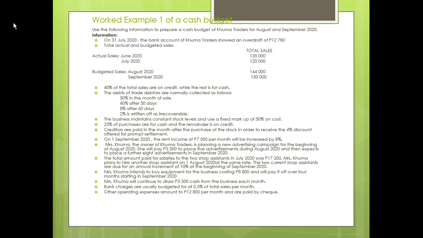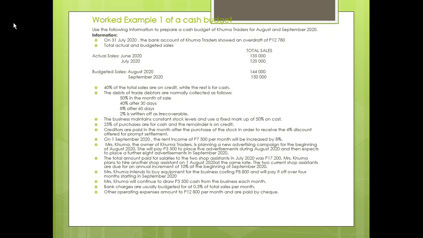The actual and budgeted sales are as follows. The actual ones for June 2020 we have 135,000. For July, 120,000. The budgeted sales for August and September are as follows. August, we have 144,000. For September, we have 150,000. And all the information which we need to prepare the budget is given.